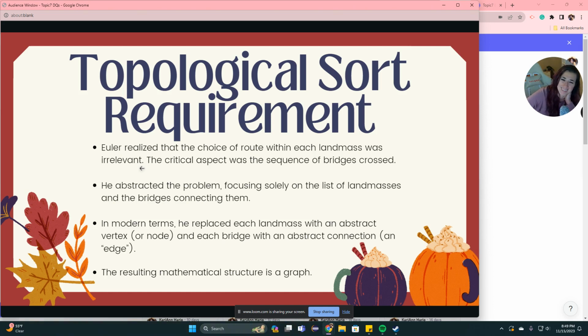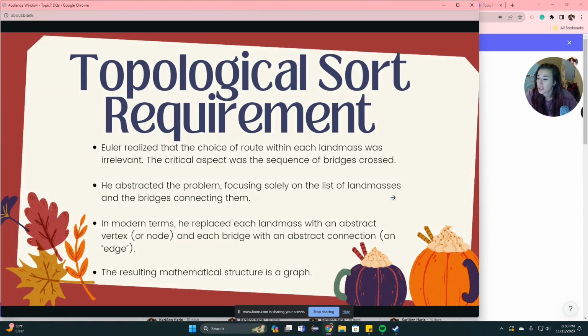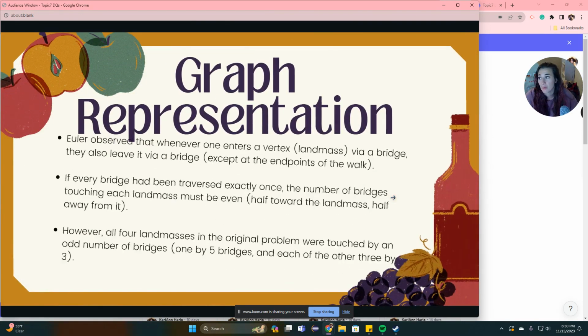This hurts my brain, y'all. He abstracted the problem, focusing solely on the list of landmasses and the bridges connecting them. In modern terms, he replaced each landmass with a node and each bridge with a connection or an edge. And the resulting mathematical structure is a graph, which is what we mess with today.